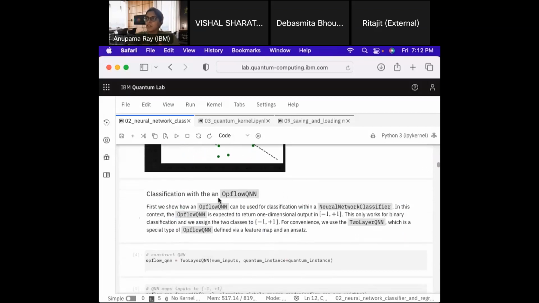We'll not go into what is opflow QNN. If you want to read that, just focus on the first notebook of Qiskit machine learning, and that clearly explains both opflow QNN and circuit QNN. But let's consider this as a black box and just try to understand VQC for today.